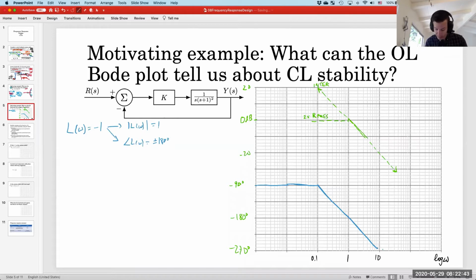And they each last for 1 decade on either side of their pole frequency, which is 1 radian per second in this case. Okay, so this is the overall phase of L. At low frequencies, it's minus 90 degrees. At high frequencies, it's minus 270 degrees. At 1 radian per second exactly, it's negative 180 degrees.